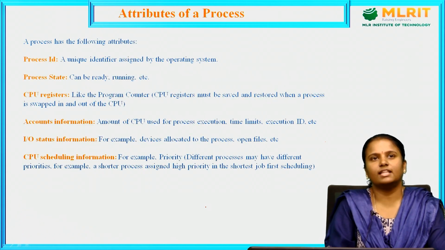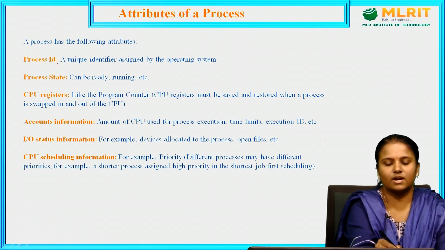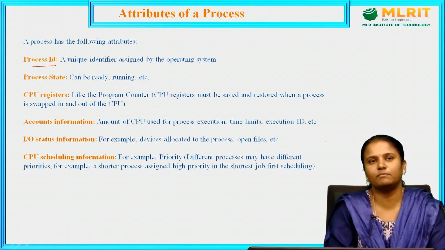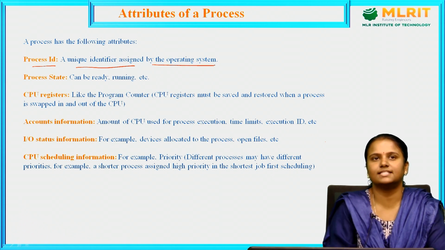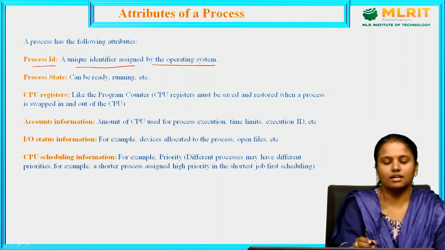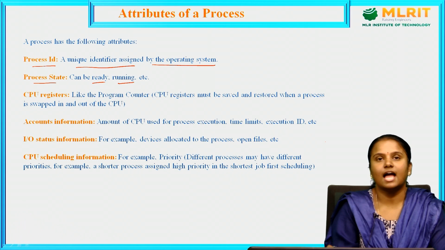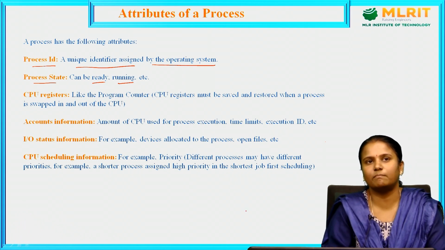So next, what are the attributes of a process? The attributes of a process are the following. First one is process ID. What is process ID? Every process has a unique ID, a unique identifier assigned by the operating system. So for every process there is an identifier, and we have unique IDs for each process. Next, process states. Process states can be ready, running, waiting, terminated and exit. Those are the process states.